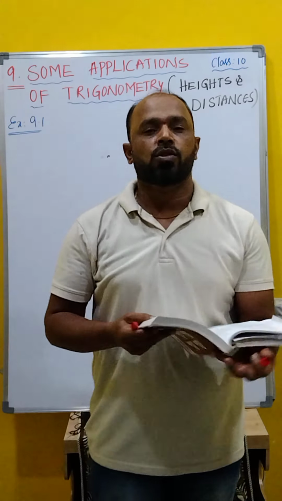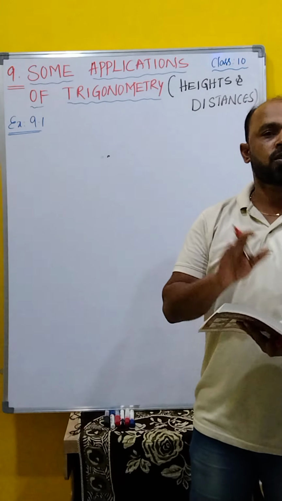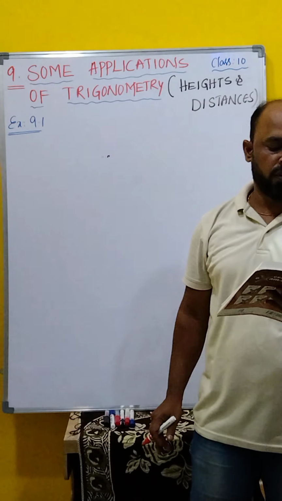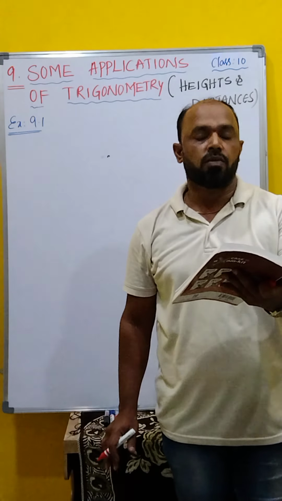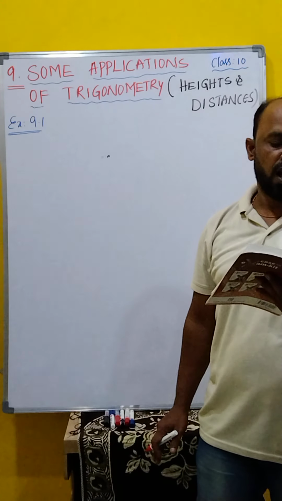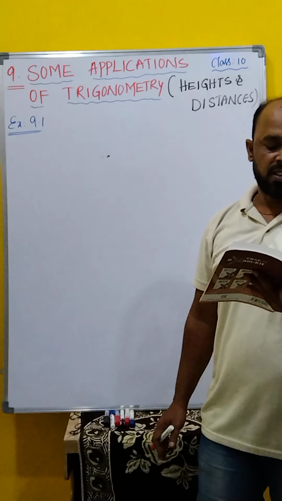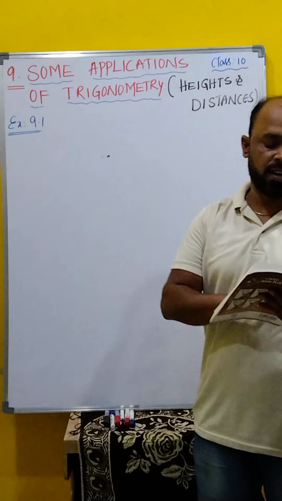Students, now we'll go for question number 4. I'll read the question, listen properly. You also read once. The angle of elevation of the top of a tower from a point on the ground which is 30 meters away from the foot of the tower is 30 degrees. Find the height of the tower. Height of the tower we have to find here.